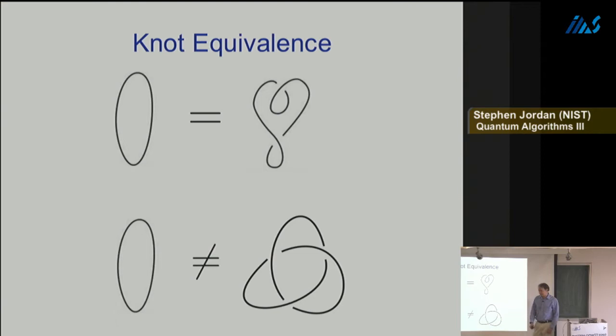Yes? Is it possible to efficiently determine if two knots are equivalent? There's no known way to do that. And yes, the strongest upper bound on the complexity of this problem is that it's contained in NP intersect co-NP. So that's the unknot problem. For the general equivalence problem, I think maybe even less is known. But it's unlikely that the unknot problem is NP complete, but there's no known polynomial time classical or quantum algorithm for it.